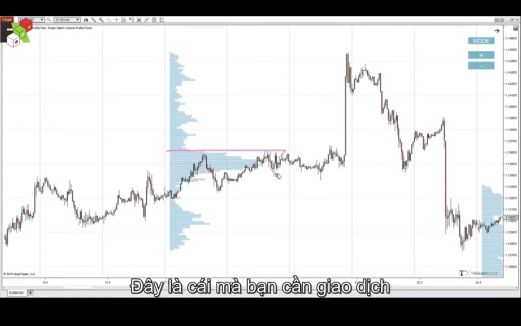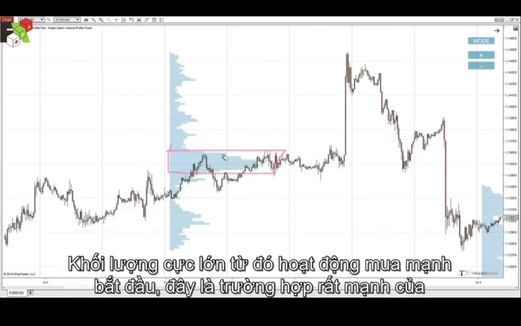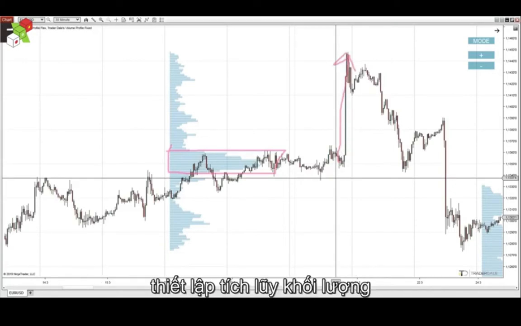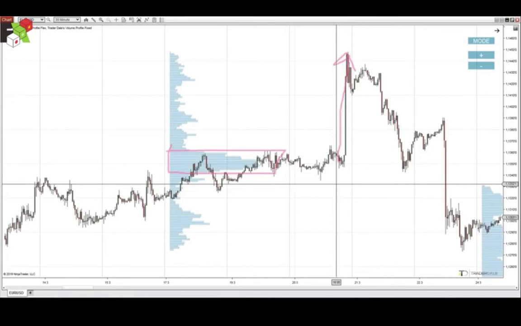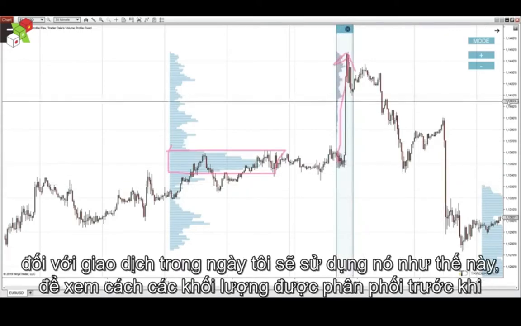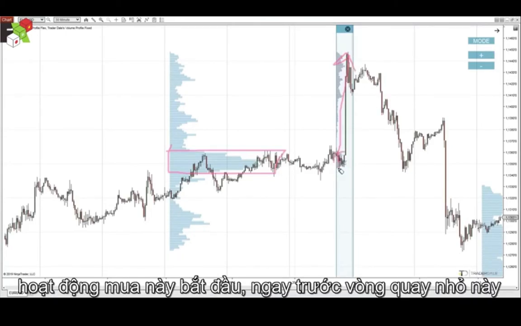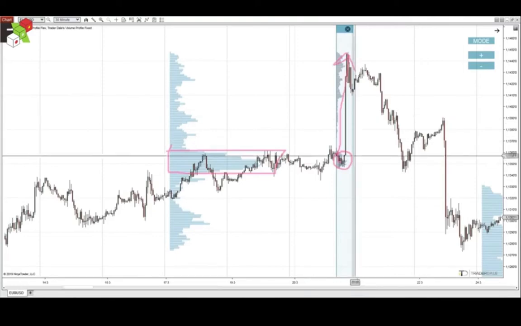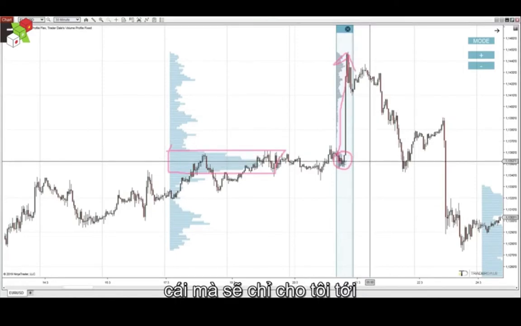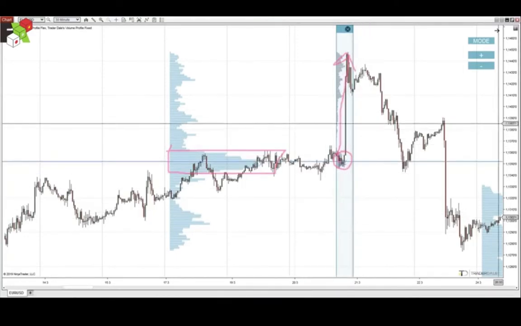Now here is something you just need to trade. Extremely heavy volumes from which strong buying activity starts. This is a very strong case of the volume accumulation setup. For intraday trading, I would probably use it like this to look at how the volumes got distributed before this buying activity started, right before it, and this little rotation, which would point me to this level.